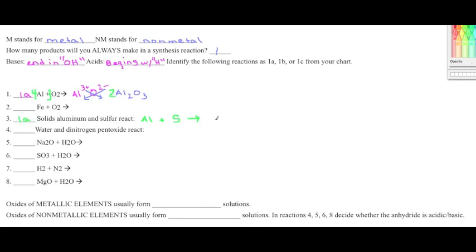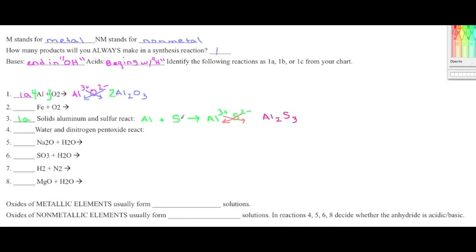Alright, now I have to create my product, so I've got Al. Remember, I've got to cross my charges, so I'm going to show this. If you can do this in your head, fabulous. Okay, sulfur, and sulfur has a 2- charge, so I'm now going to go and I'm going to cross my charges. So, now what I get is Al2S3. So if you notice, here's my product.